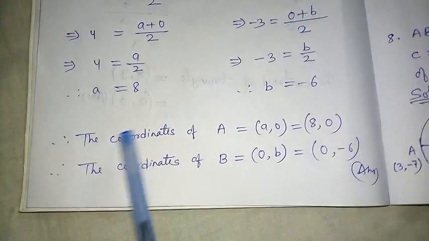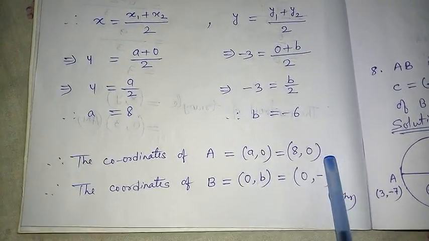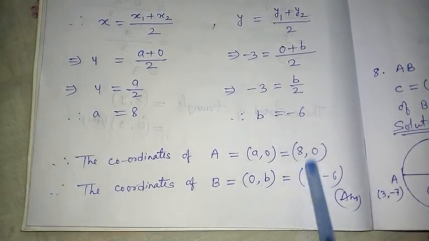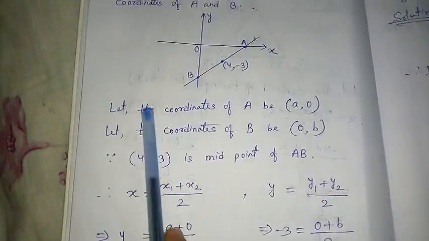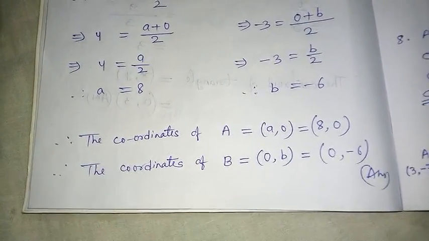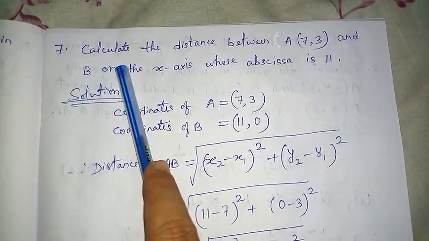So now the coordinates of A will be A comma 0, where A is 8. So 8 comma 0, and the coordinate of B is 0 comma B, where 0 is 0 and B is minus 6. So that way the coordinates of A and B was asked. We have got the answer by having the knowledge of x-axis and y-axis, and as well having the knowledge of midpoint formula. Some more formula I will discuss here, some more questions.